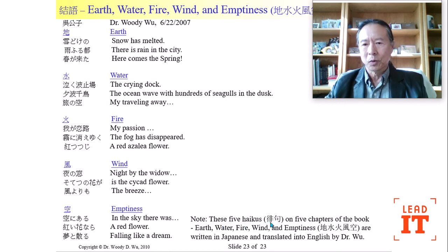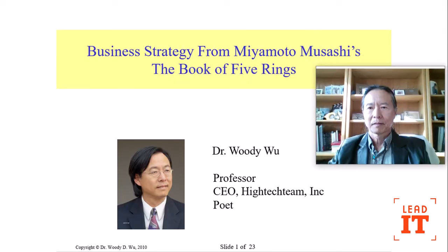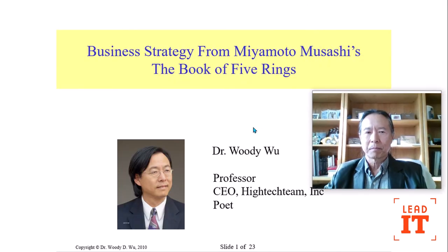These five haikus on the five chapters of the book, Earth, Water, Fire, Wind, and Emptiness, were written in Japanese and translated into English by Dr. Woody Wu. This is my presentation of business strategy from Miyamoto Musashi's The Book of Five Rings.